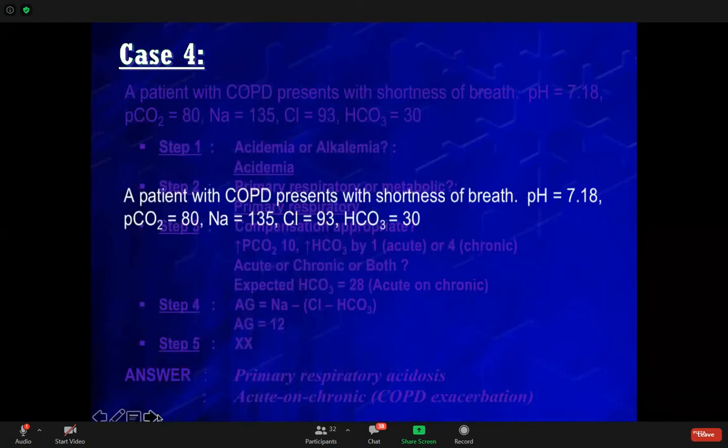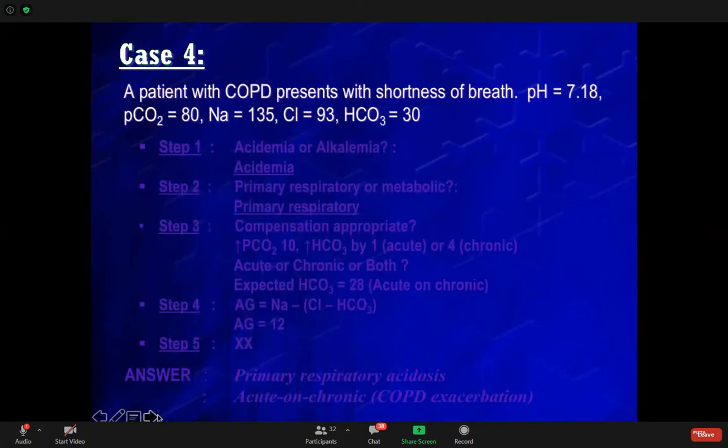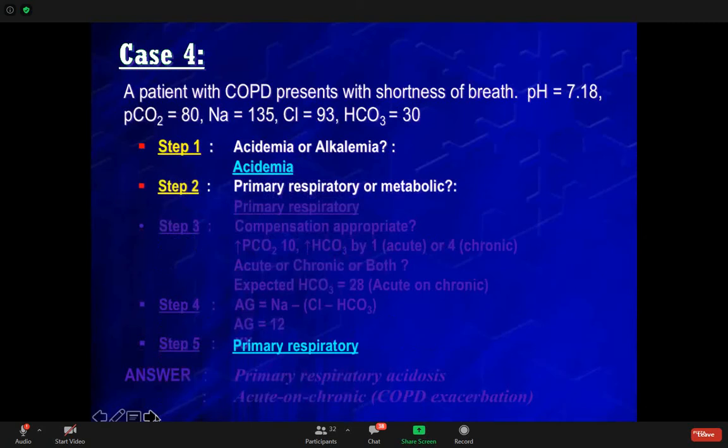عندنا pH 7.18 أسيديميا أسيدك. Perfect. Acidic. So شو step number 2؟ بعدين نشوف البايكربونات ونشوف ال CO2. طبعا البايكربونات 30 so this is a respiratory acidosis. Exactly. It's respiratory acidosis.